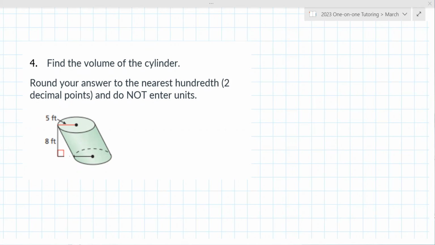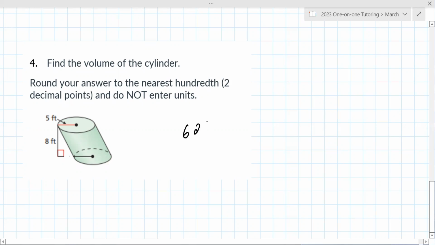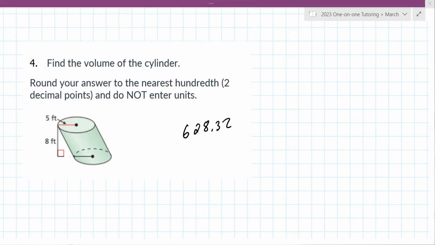Okay, I got 628.32. Let me just check that here, just because I know you're probably only going to get correct or not on this. Yeah, that looks good, 628.32.